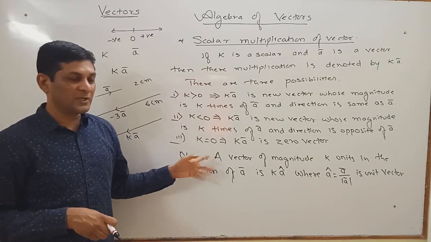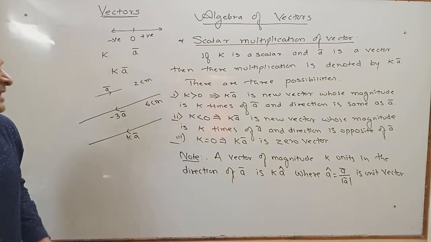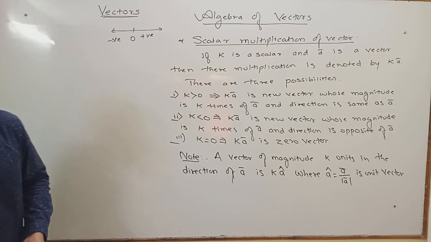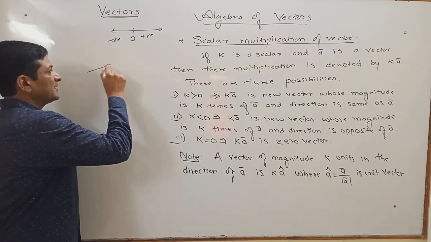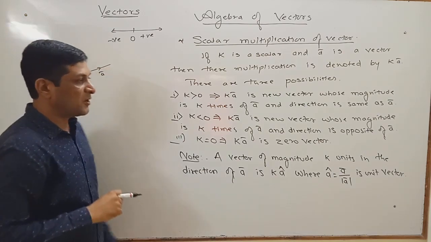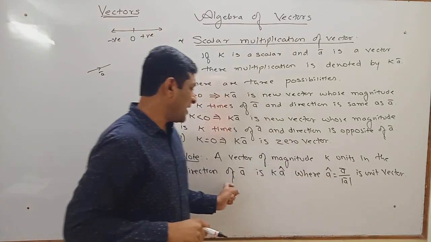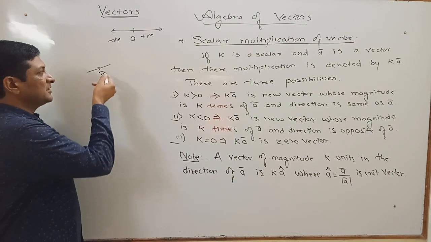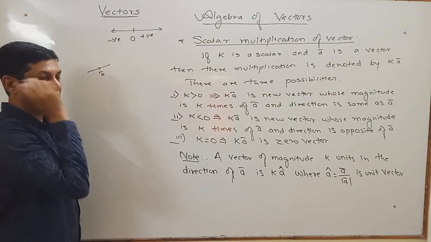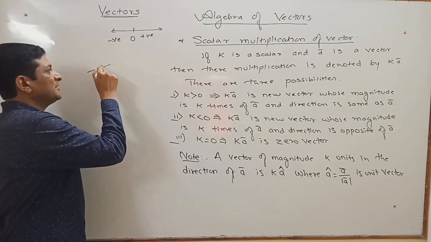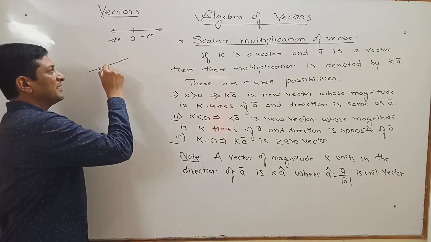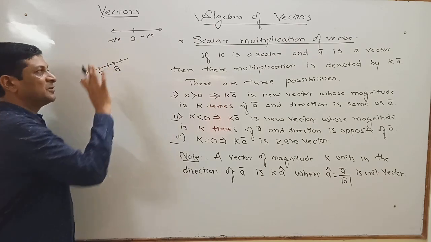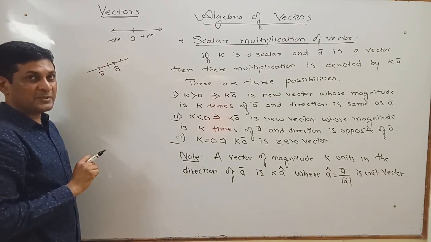Lastly, we will discuss one very important result which you have written here as a note. Let a bar be one vector and we have to find a vector of magnitude k units along this a bar. So let us see how to find the vector of magnitude k units. First, a bar is there, then infinite vectors are there along a bar. Let us suppose that the unit vector along a bar I am denoting by a cap. A cap is a unit vector.